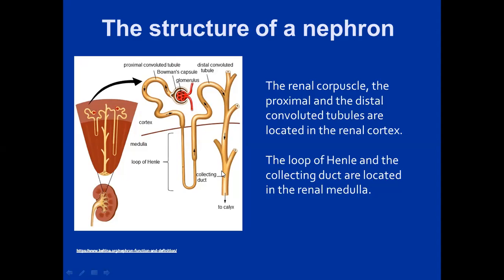And remember that the collecting duct then goes to the calyx. So remember that the calyx is a hollow extension of the renal pelvis, and it surrounds a number of these collecting ducts. And so urine would pass down the collecting duct into the hollow of the calyx, into the renal pelvis, which is a hollow basin, into the ureter, into the bladder, and finally to the exterior through the urethra.